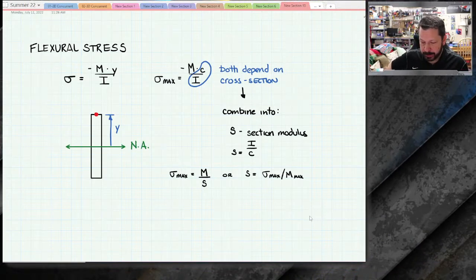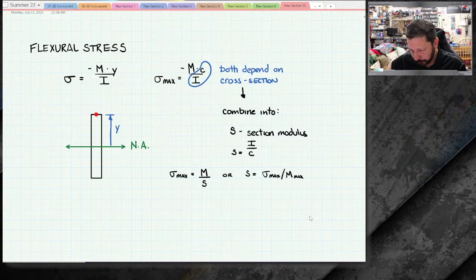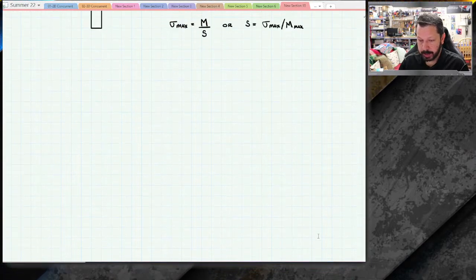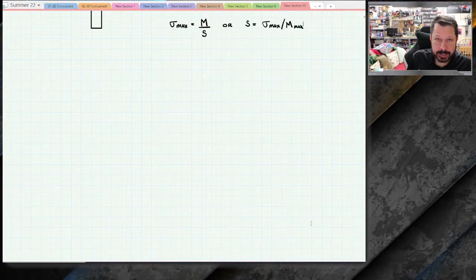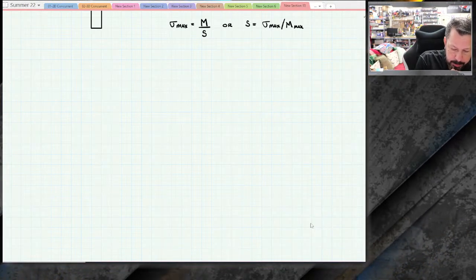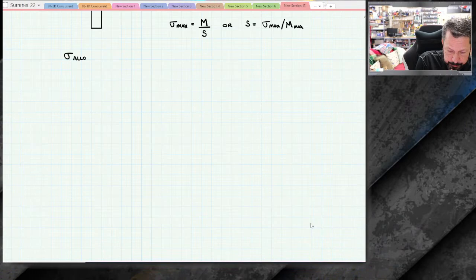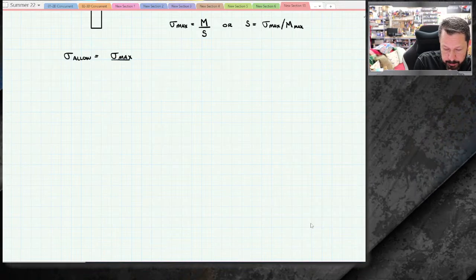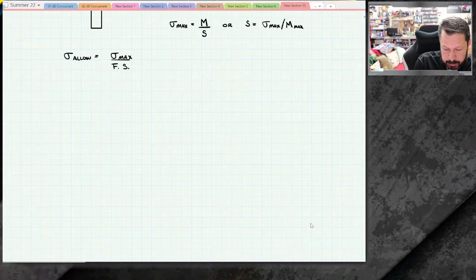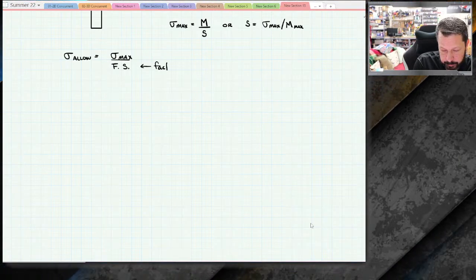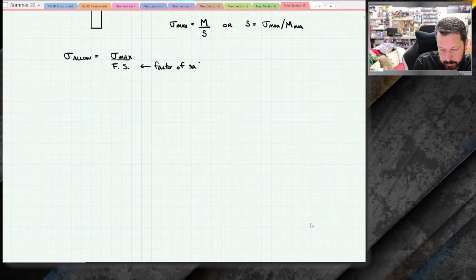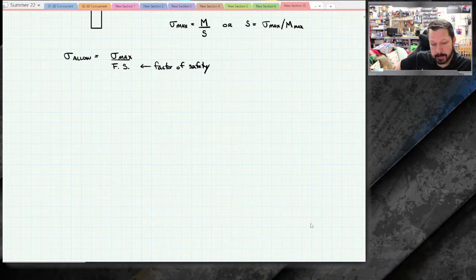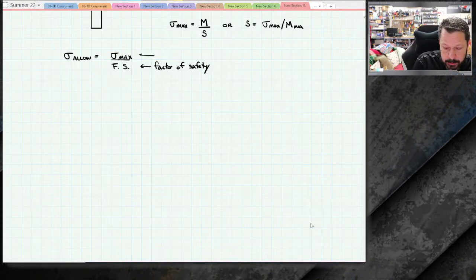So another way I could look at this is if I have an allowable stress. So I know how much stress I want to allow to exist in the beam. So maybe I have sigma allowable equals some kind of sigma max divided by a factor of safety. So that's factor of safety. It might be like a factor of safety of 2 or something like that. And sigma max might be some material property that you look up in a chart.